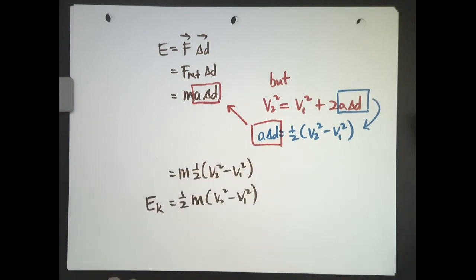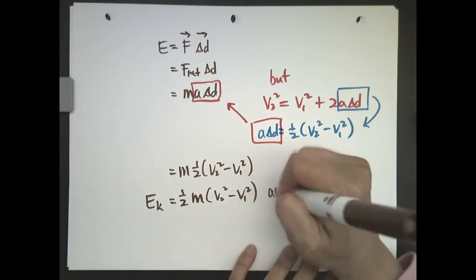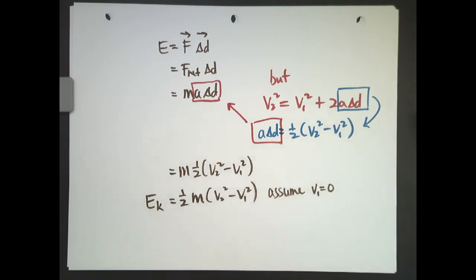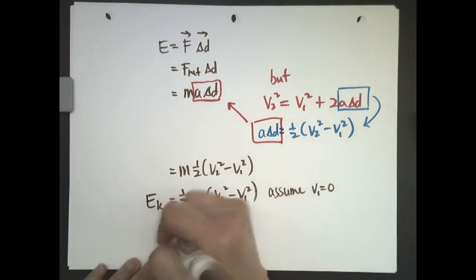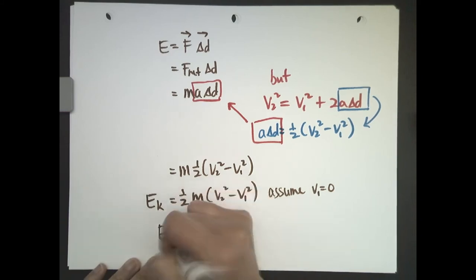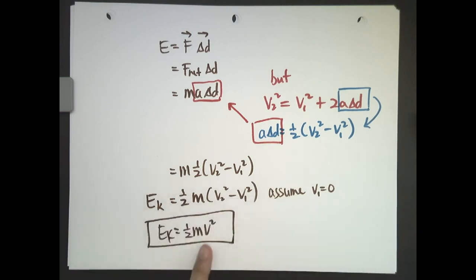Now, a lot of the times we assume something. Sometimes we assume that v1 is equal to 0, so it starts at rest. So if it starts at rest, then we can say that the kinetic energy of any object is equal to a half mv squared, where v here is the final velocity.